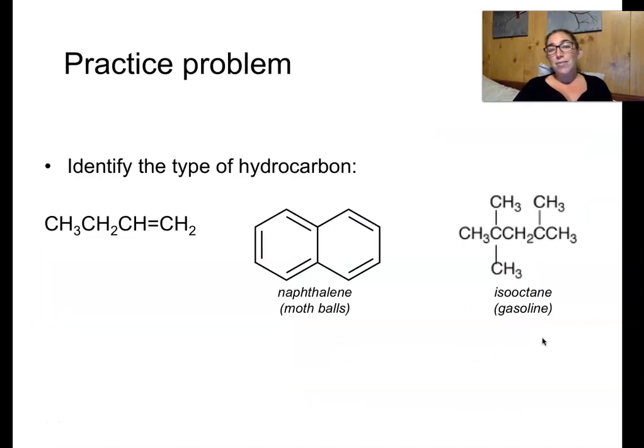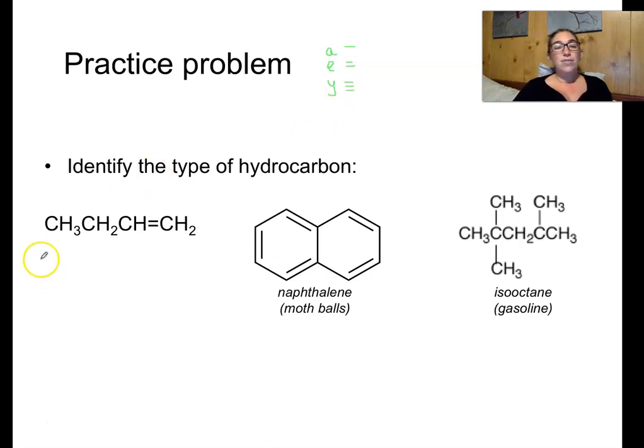So the only type of problems I'll ask you to do here is to basically identify types of hydrocarbons. Is it an alkane, alkene, or alkyne? Another way that I like to remember it is it goes in alphabetical order: alkane, alkene, alkyne. Alkane is single bonds, alkene is double bonds, and alkyne has triple bonds. And then the fourth type, aromatic, is its own thing.